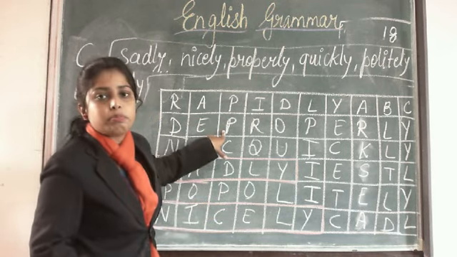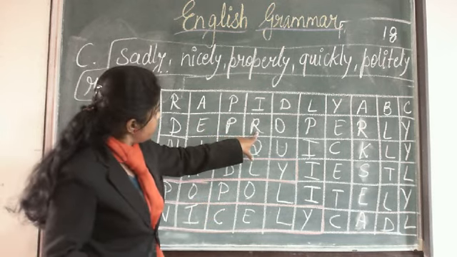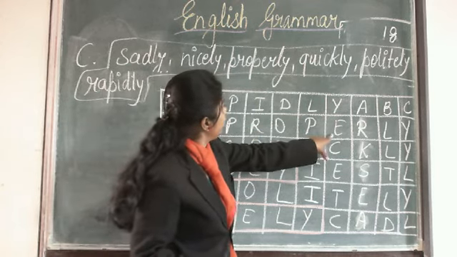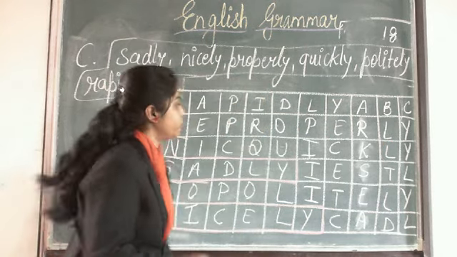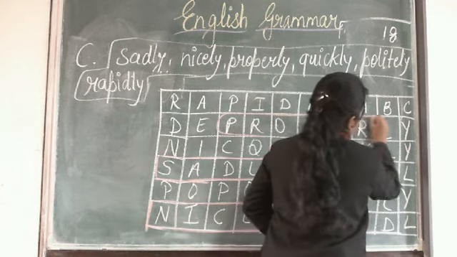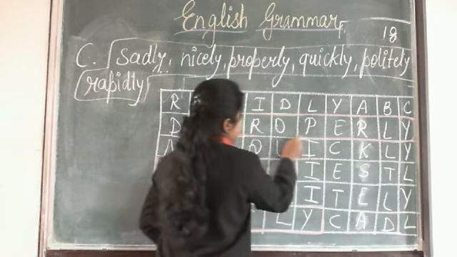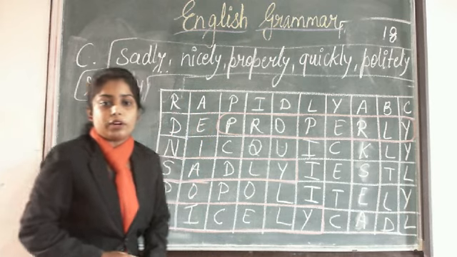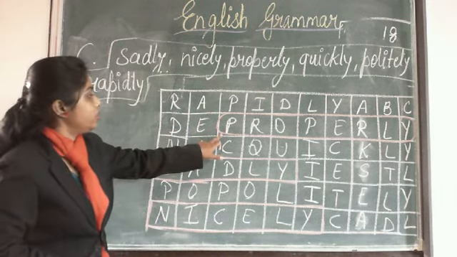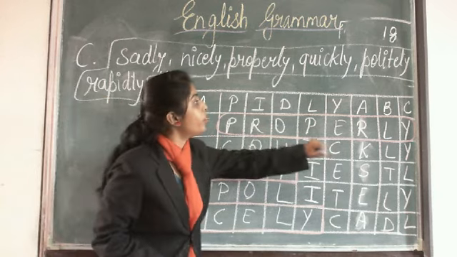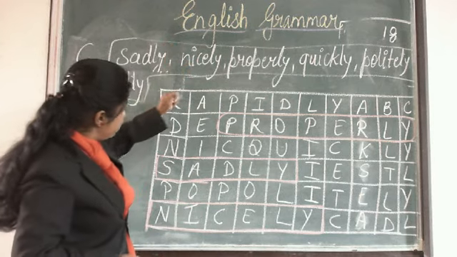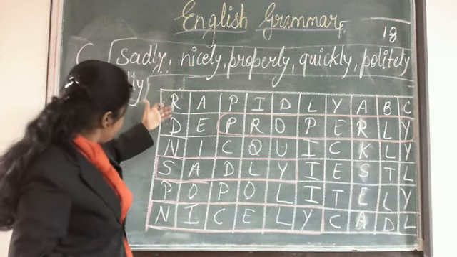Okay, second number P है इधर. Okay, P के बाद R भी है. P-R-O. P-E-R-L-Y. Third one too. So P-R-O-P-E-R-L-Y, properly. We got another spelling. Okay, properly. Hope you can see that in the board. I mean the colored ones. Properly.